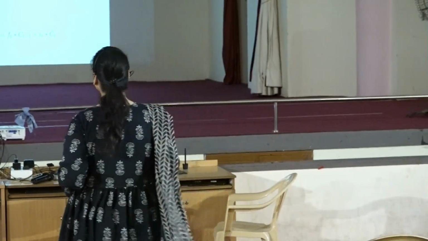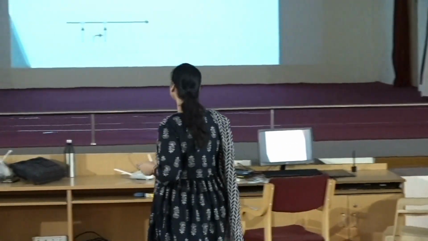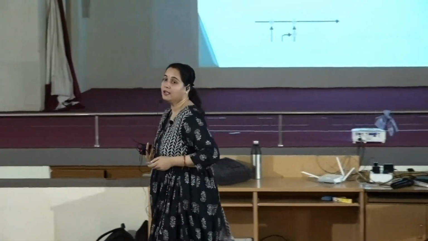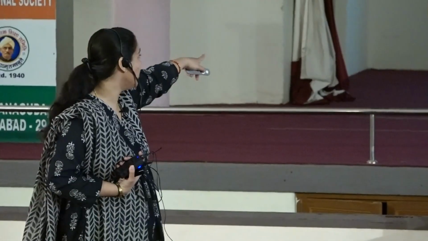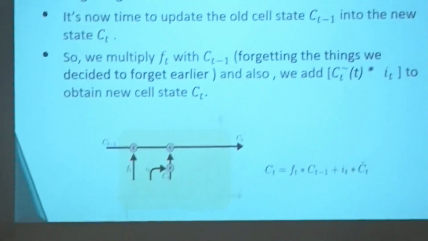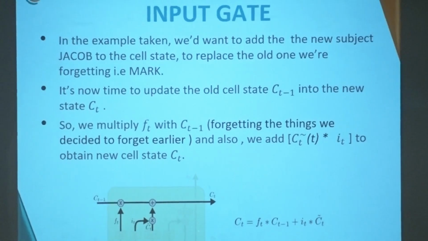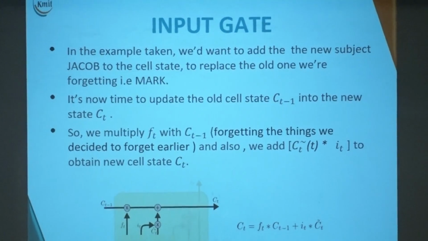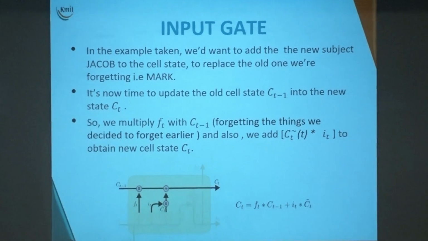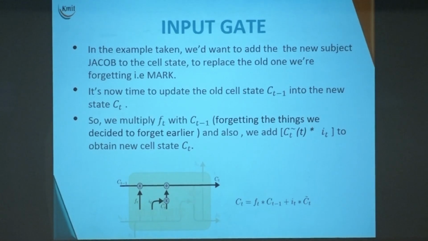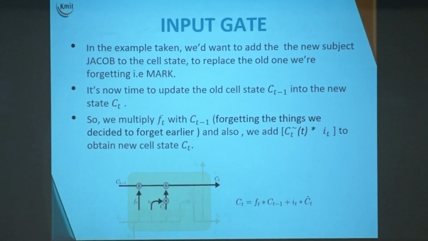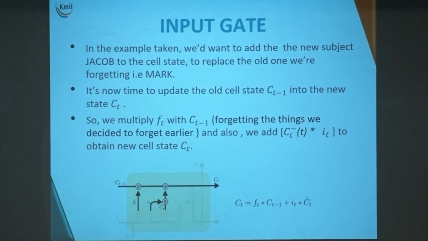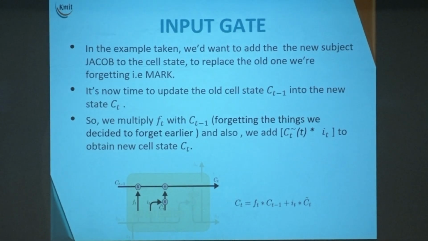Now it's time to update the old cell state C(t-1) into a new cell state C(t). So you can see over there what you are doing. After you have calculated C dash T and IT, both of them are multiplied and added to your main cell state, which is on the top, which is serving as your long-term memory. Clear enough?